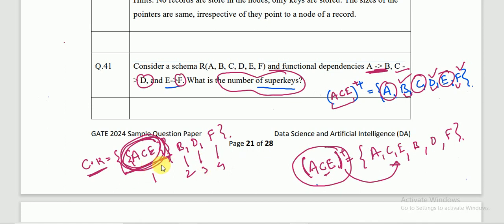Then what are the total possible super keys that we can form? We can take ACE alone, then with ACE we can take B, we can take D, we can take F. Again, with ACE we will have to keep this, and how many elements are remaining? 3. So the number of possible subsets that we will form is 2 to the power 3, right? Because we are keeping this and we have the 3 choices, so it will be 8. So the total number of super keys will be 8. The correct answer for this is 8.